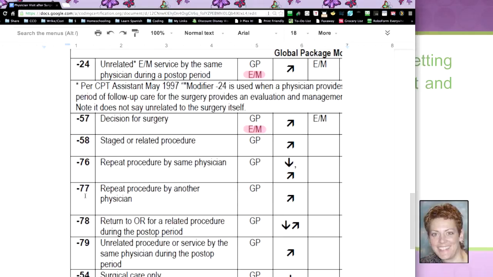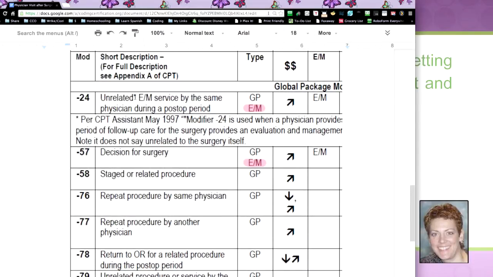In our case, we are talking about an E&M. There's only two E&M global package modifiers, and that's modifier 24 and 57. In this case, we're not talking about a decision for surgery situation, so we're left with unrelated E&M service by the same physician during a post-op period. Now, I know it says same physician, but the payers will sometimes treat same tax ID, if they're the same specialty, almost like it's the same physician as having done the surgery.